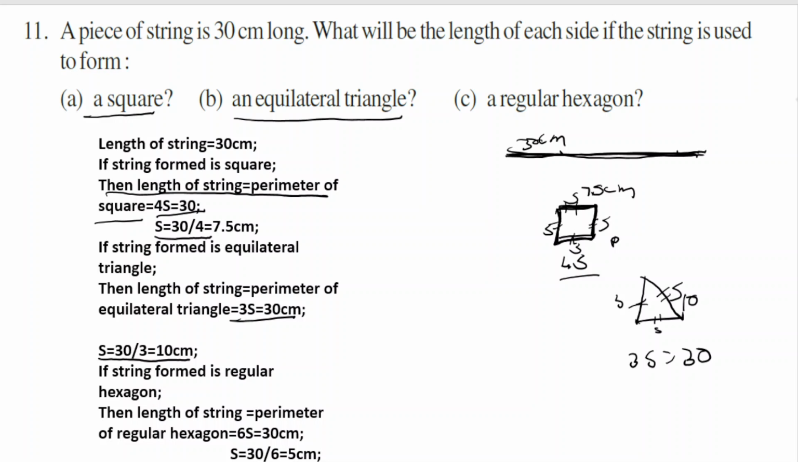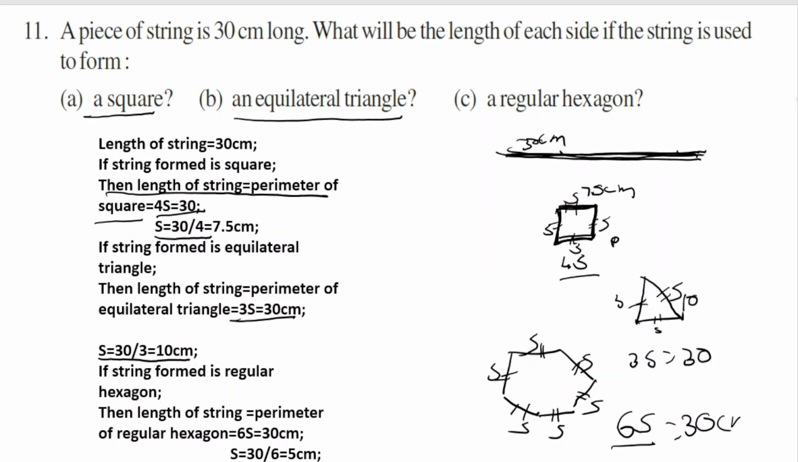And suppose the string is used to form a regular hexagon, and this is the regular hexagon. You know that all the sides are equal in a regular hexagon. So the perimeter is nothing but 6s. To form this regular hexagon 30 centimeters of wire is required. The length of the string is equal to the perimeter of the regular hexagon. So 6s is equal to 30 centimeters and s is equal to 30 by 6. That is nothing but 5 centimeters.